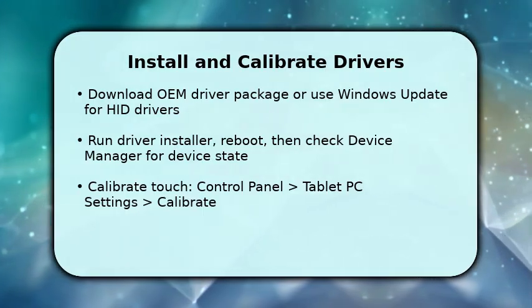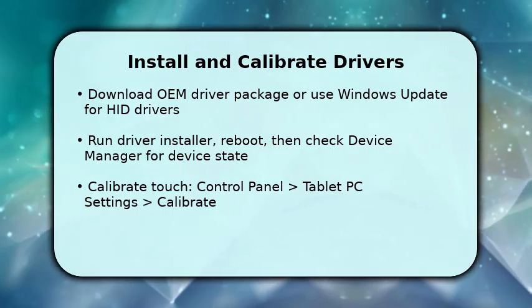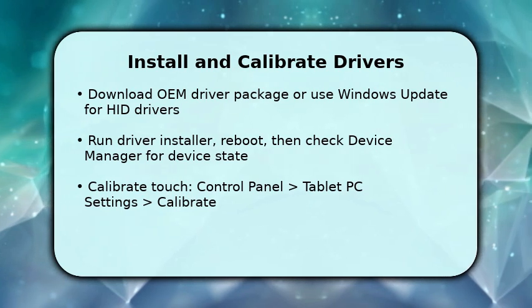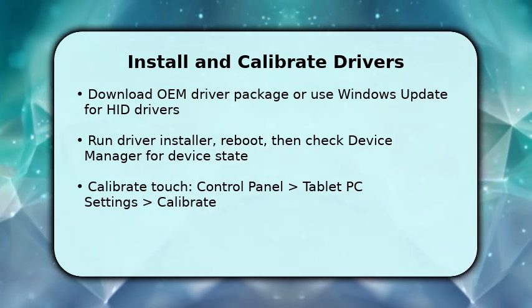Then calibrate input via Control Panel Tablet PC settings. This aligns touch coordinates to the display, which fixes offset and improves accuracy once calibration completes.